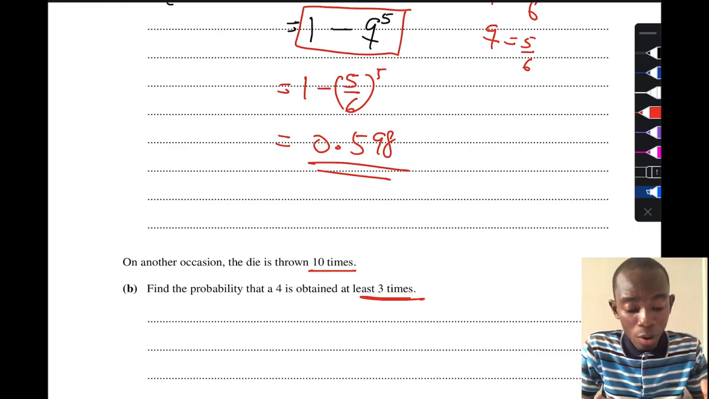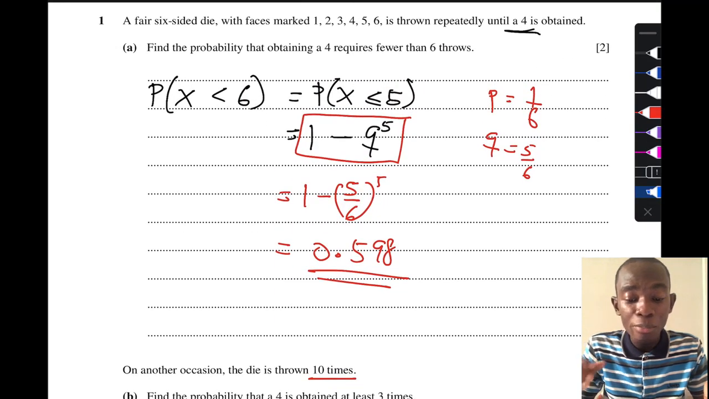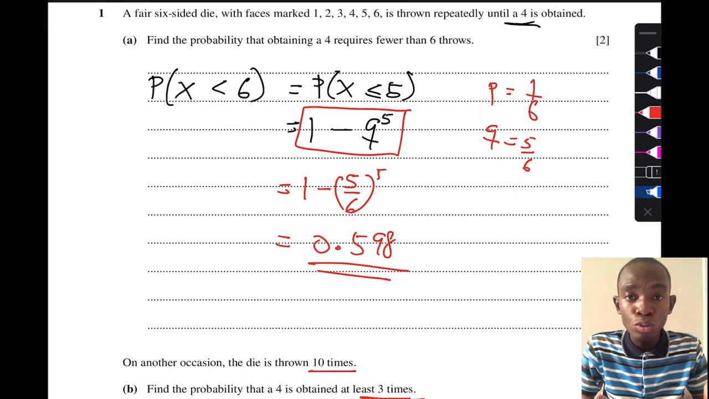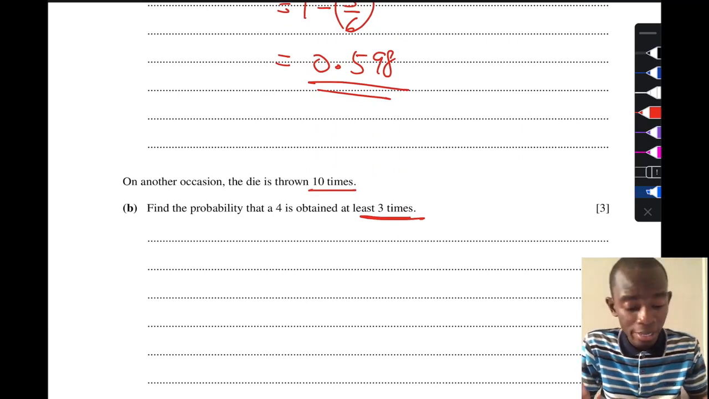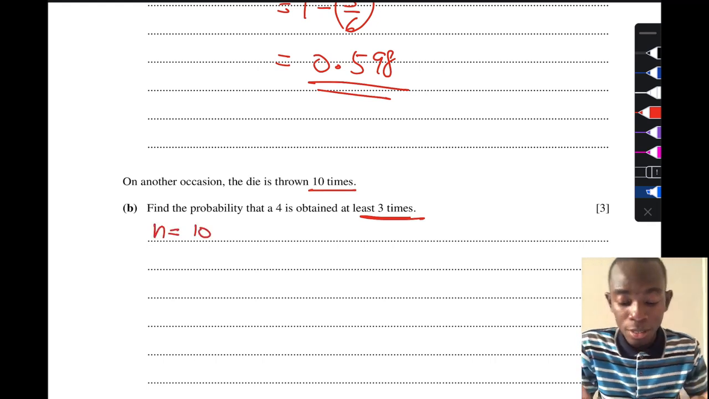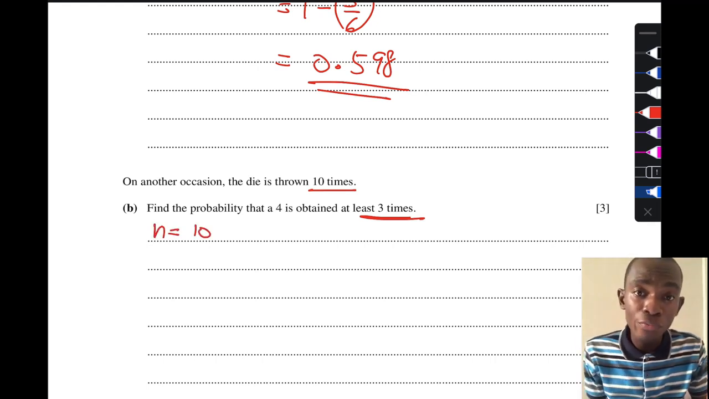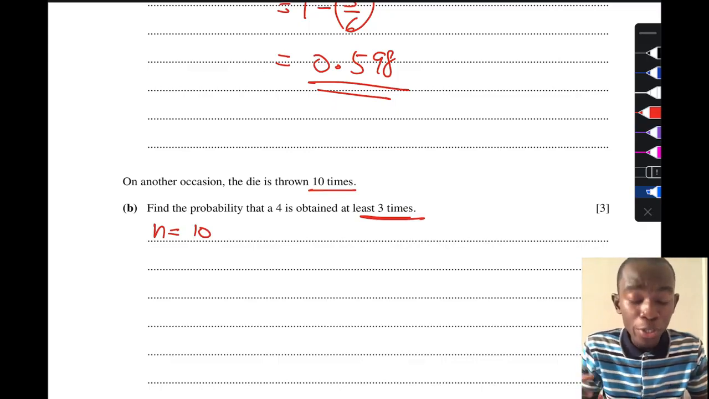Whenever you are working a geometric question, normally they don't tell you the definite number of times you don't get it. For example, from the previous one, we were told that it's fewer than what? 6. That's it. They didn't say it's 6 or it's 5, it says it's fewer than 6. Now they are telling us that the die is thrown 10 times, so that means n is 10. Whenever you are given n, be careful, that is definitely going to follow a binomial, because either you get a 4 or you don't get a 4. That is it for binomial. Okay, 2 outcomes, success or failure.